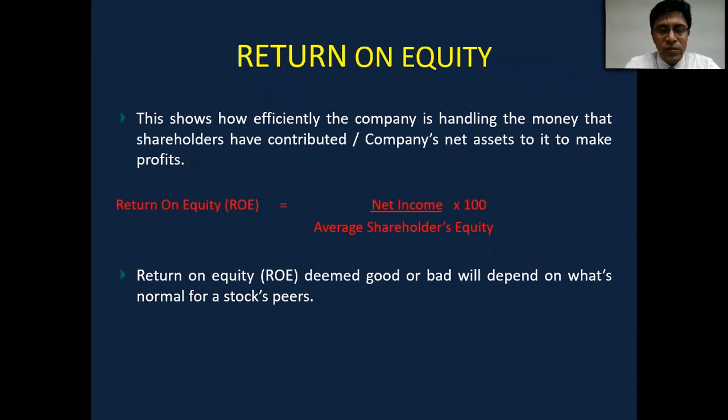We now come to the final ratio, which is the return on equity. This shows how efficiently the company's net assets or shareholders' equity is used to generate profits. It is calculated by taking the company's net income and dividing it by the average shareholders' equity and multiplying by 100. The ratio should not be used in isolation. Instead, it should be compared with peer companies' ROEs to understand whether the return on equity of the company is good or bad.